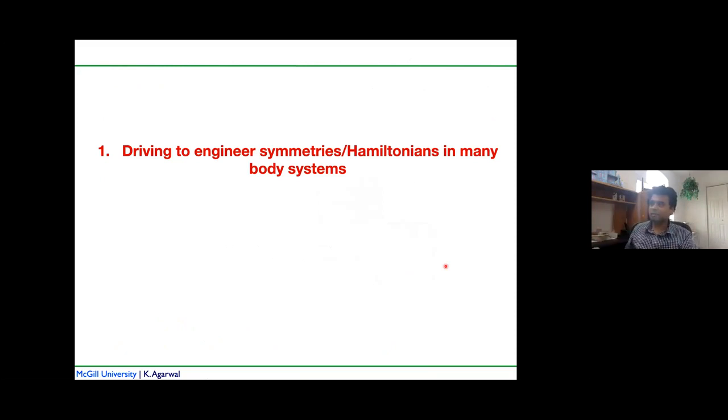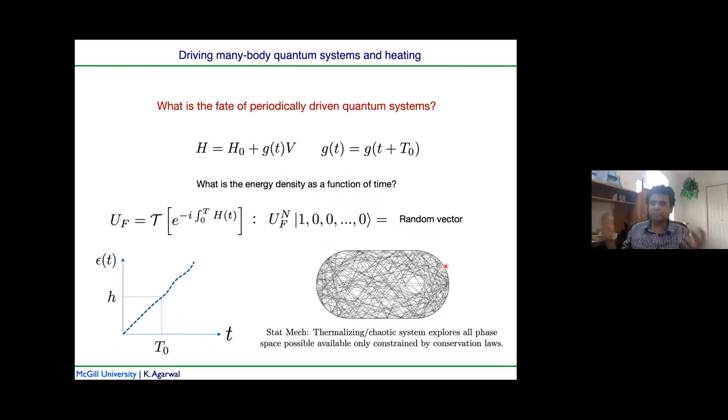So I want to talk first of all about what happens very generally if I try to drive a quantum system, and in particular, many-body quantum systems. So I'm imagining a situation in which I have a Hamiltonian, there's a base Hamiltonian, and then there's a perturbation, and the perturbation is time-dependent, which is periodic in time. And so the first thing you can ask yourself is, what happens to the energy?